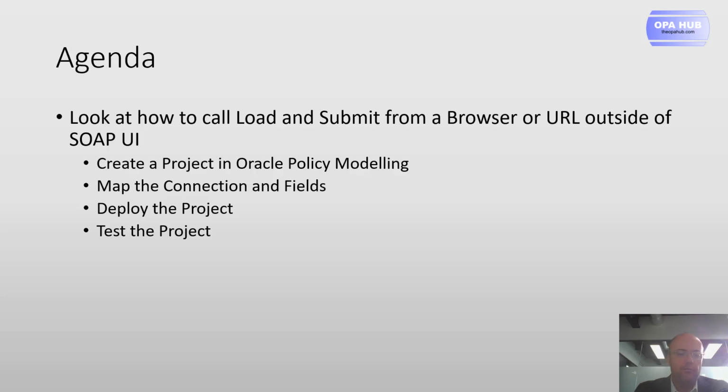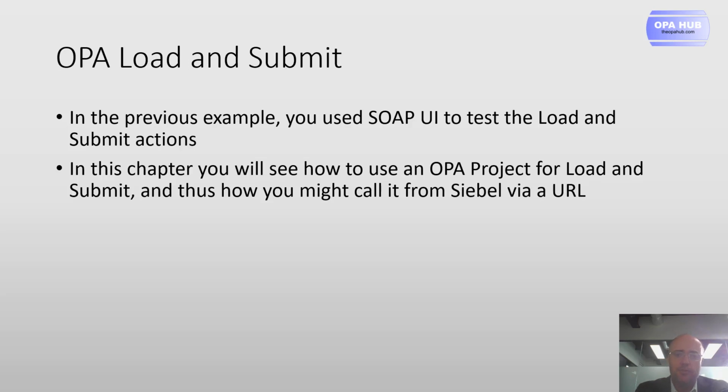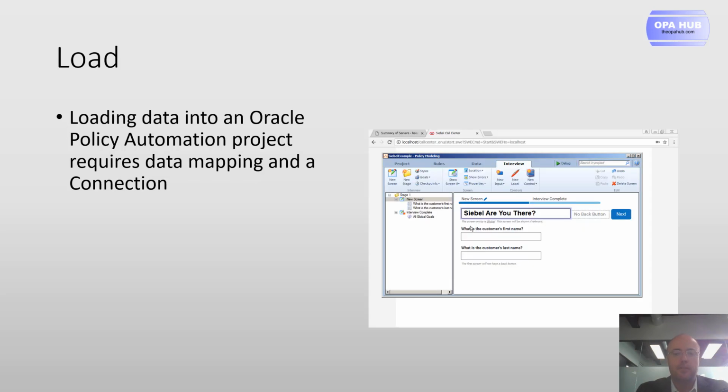So we're moving away from SOAP UI for these tests, and it requires us to have, obviously, a deployed project in Oracle Policy Modeling that has mapped to at least one field in your connection, and deploy and test. So you need to have an Oracle Policy Modeling project ready to go. In the previous examples, you used SOAP UI, which is very good, but in this case, you're now going to see how you might call it from Siebel or just from a URL. This is good to know.